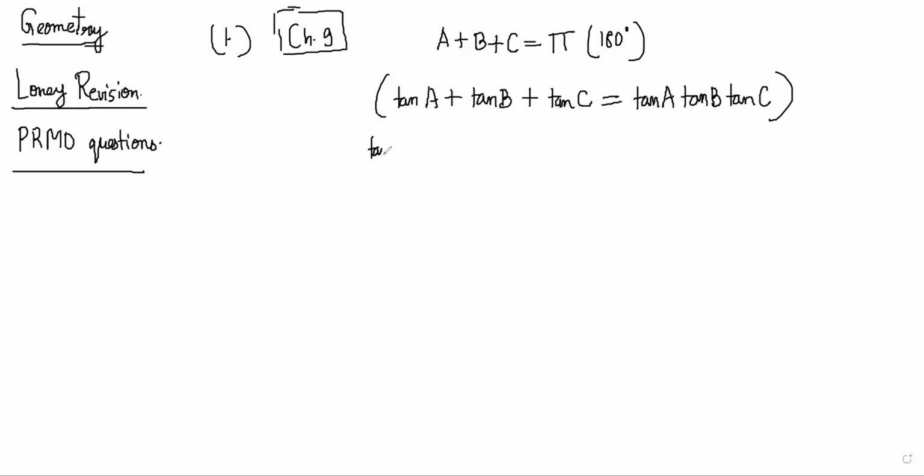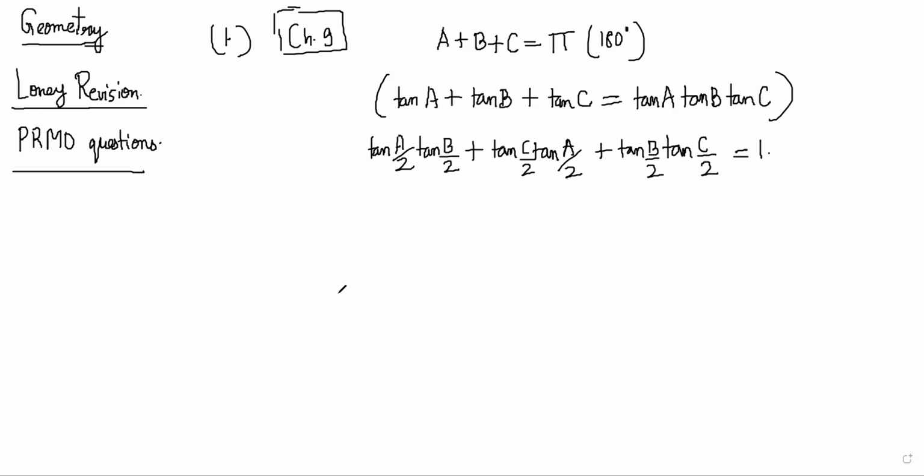Another version of this is tan A by 2 tan B by 2 plus tan B by 2 tan C by 2 plus tan C by 2 tan A by 2 will be equal to 1. This comes when you take A plus B by 2 plus C by 2 and then take C by 2 on the other side and take tan on both sides. You need to know how it comes so that it is clear how you'll get it.